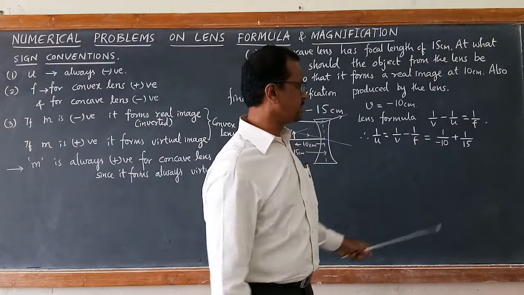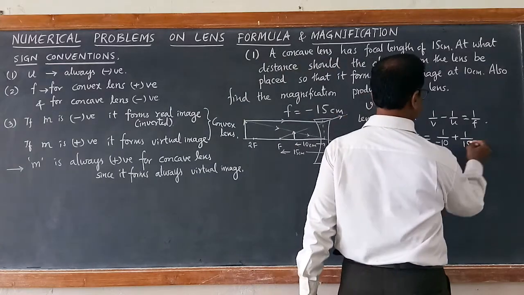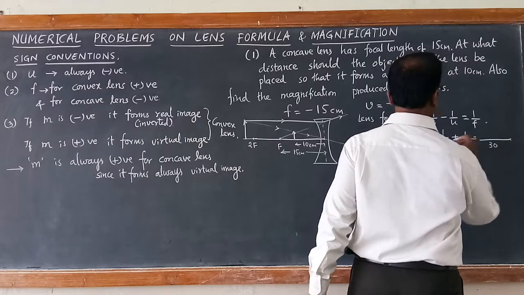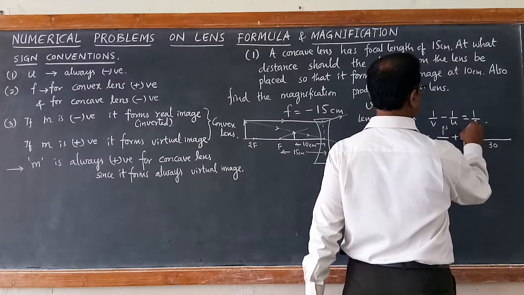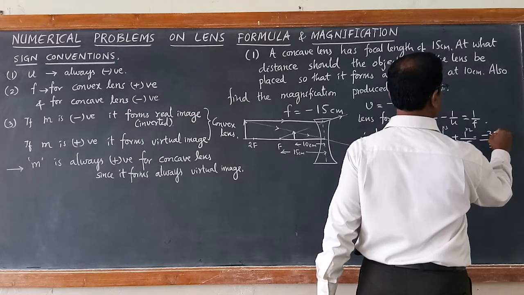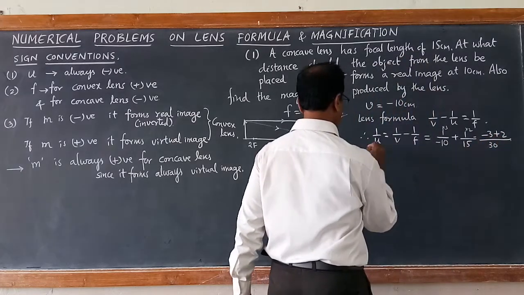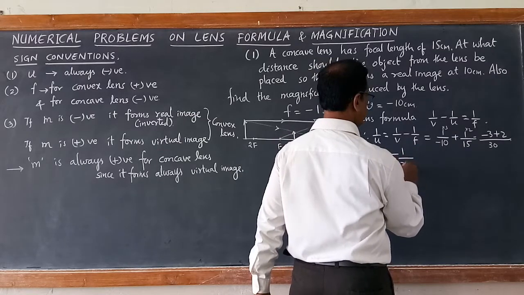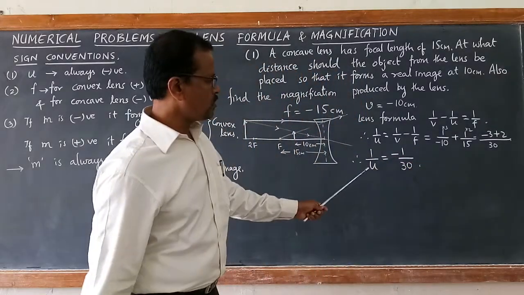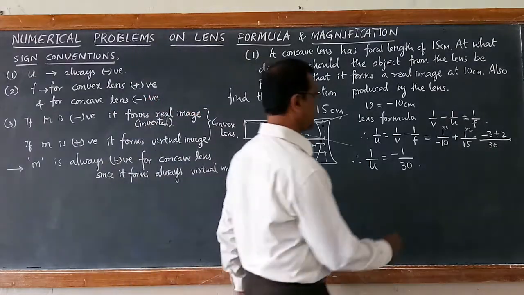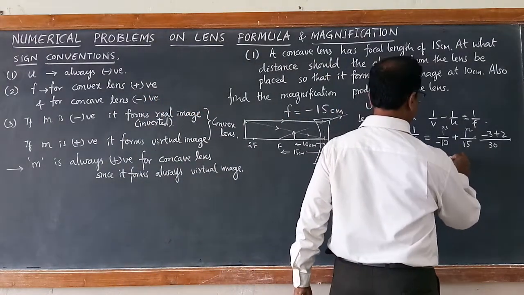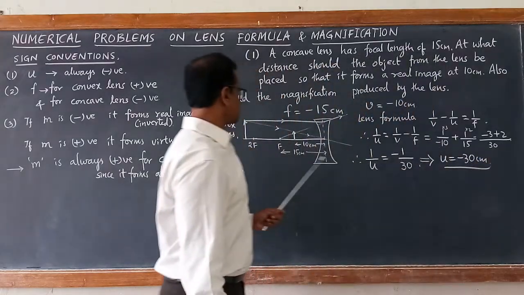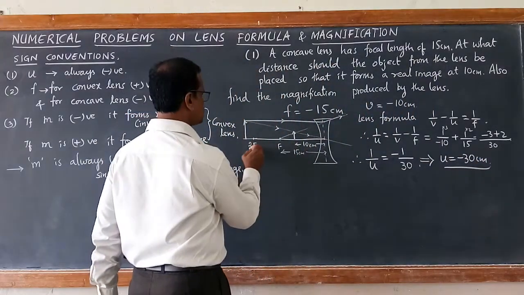So if you take the LCM, it becomes 30. 30, 10 3s are 15 2s are. So it becomes minus 3 plus 2. Therefore 1 by U is equal to minus 3 plus 2, which becomes minus 1 by 30. So 1 by U is equal to minus 1 by 30, which implies U is equal to minus 30 centimeter. Means the object must be somewhere here at minus 30 centimeter.